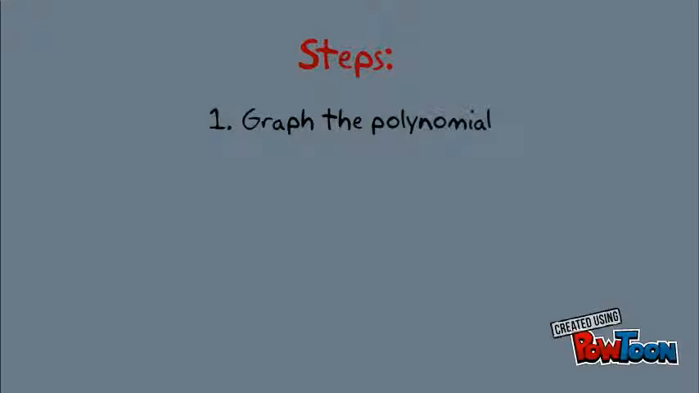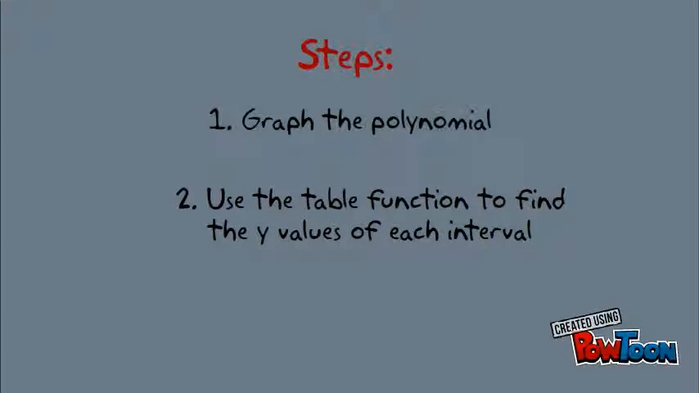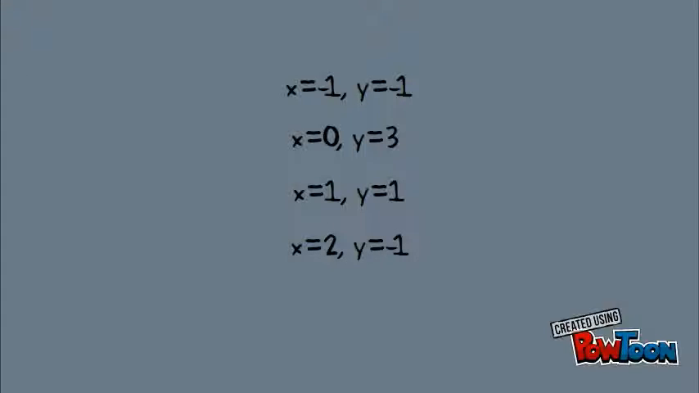First, graph the polynomial using your graphing calculator. Next, use the table function to find the y values of each interval. You should have gotten, for x equals negative 1, y equals negative 1. And for x equals 0, y equals 3. For x equals 1, y equals 1. And for x equals 2, y equals negative 1.